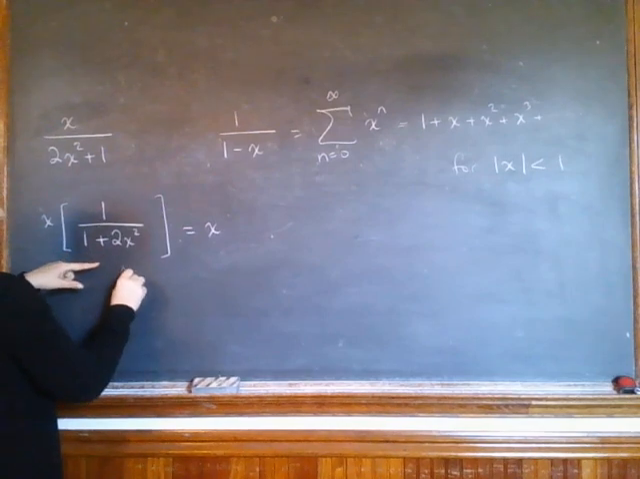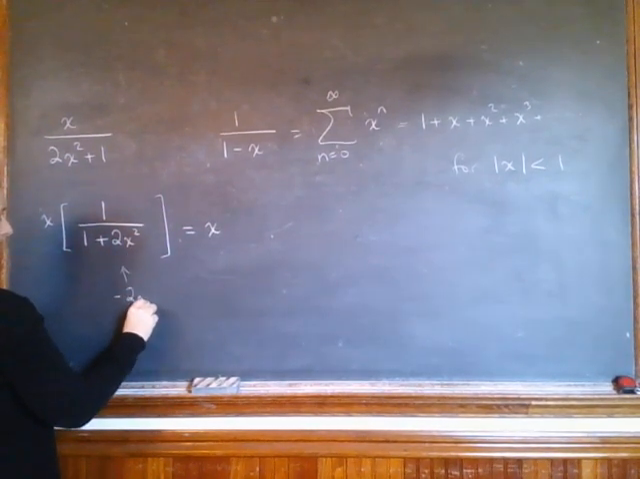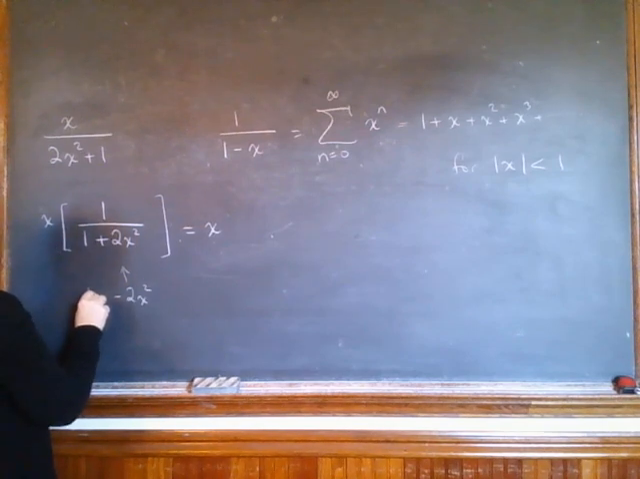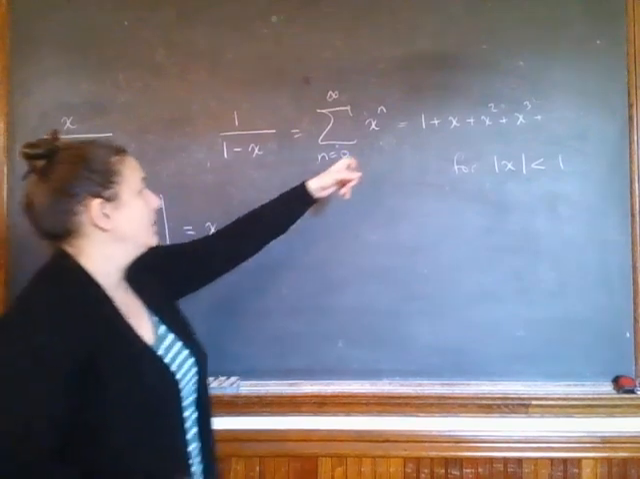Now what I'm going to do is put, again, like this would be negative 2x squared, right? Because it's 1 minus 2x squared. I'm going to put negative 2x squared into that.